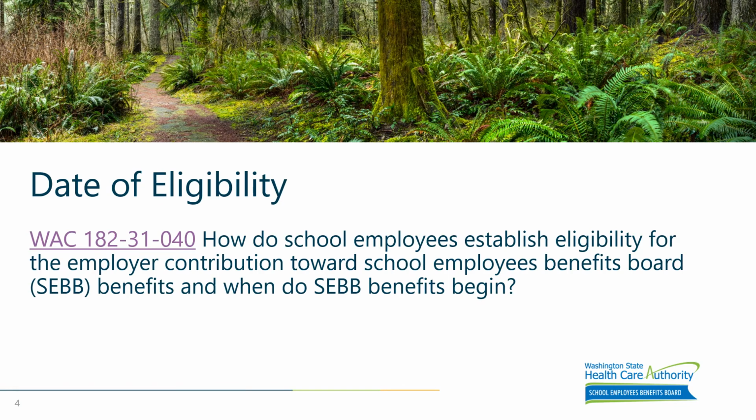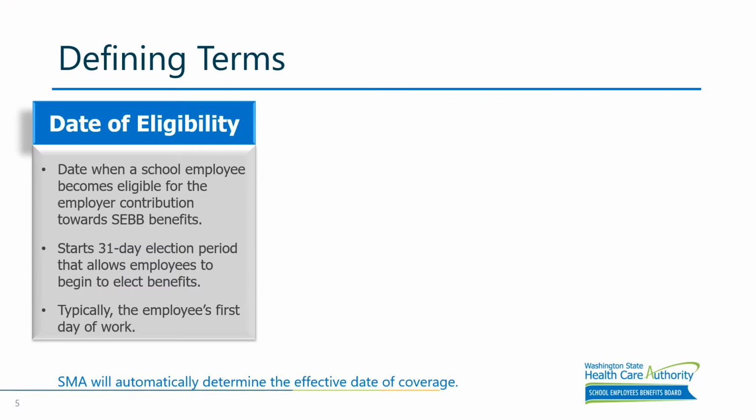So now we're going to talk about the date of eligibility. So now we're going to talk about some of the definitions of some of the terms that we're using here. So the date of eligibility is the date when a school employee becomes eligible for the employer contribution towards SEBB benefits. This date that's entered into SEBB My Account also starts the 31-day election period that allows your employees to go into SEBB My Account and elect their benefits. This is typically the employee's first day of work. So this is not the effective date when coverage would start. This is the date that they're actually eligible for the employer contribution.